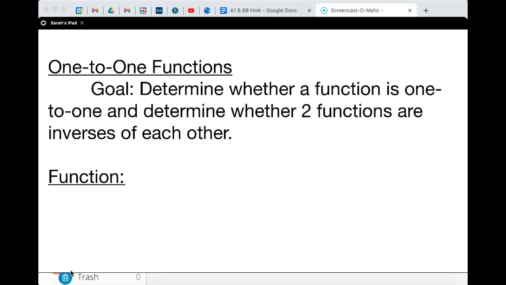Okay. Well, we're doing 2 more days of notes and then review Wednesday, test Thursday. So today we're doing one-to-one functions, which is introducing inverse functions, which we'll spend more time on tomorrow. And then, yeah, that's where we're going. So before we could get into one-to-one functions, we should first remember what is a function, so that we can talk about a one-to-one function.